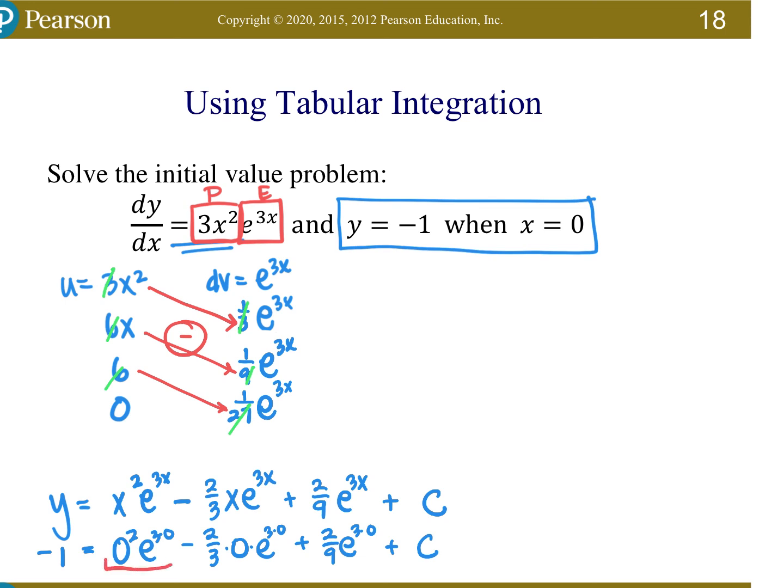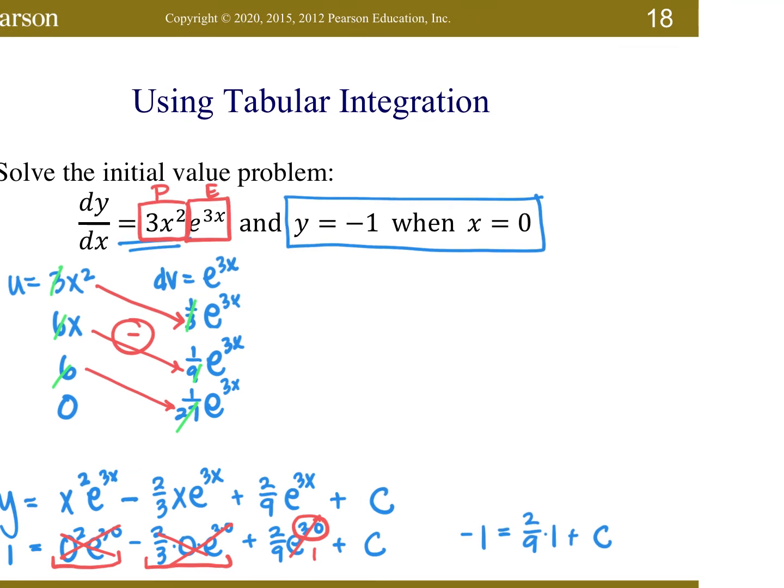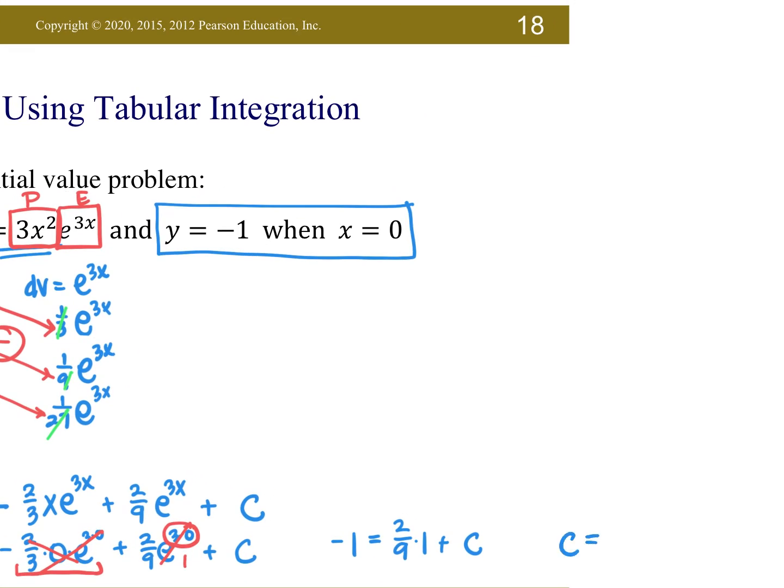So 0 squared times e to the 3 is a 0. Minus 2/3 times that, that's a 0. Here, e to the 0 is 1. So that means this whole term is 1. So now we've got -1 equals 2/9 times 1 plus c. So we should be able to figure out what c is by subtracting 2/9 from both sides. So c is -1 minus 2/9. That's -11/9.